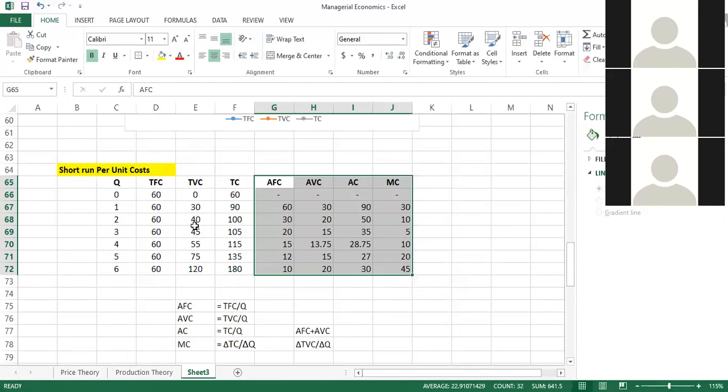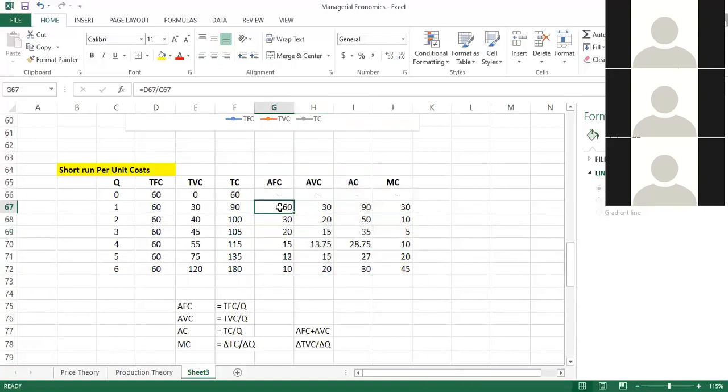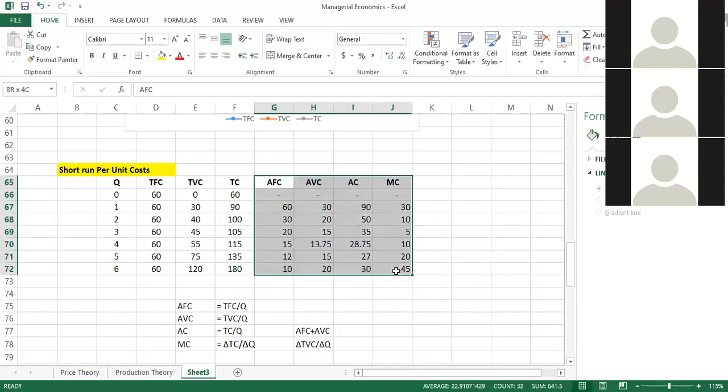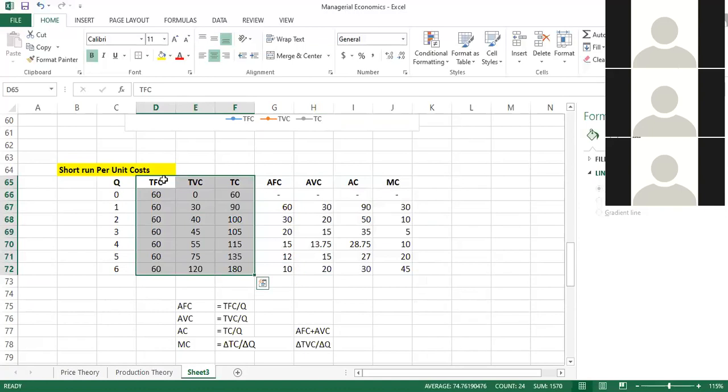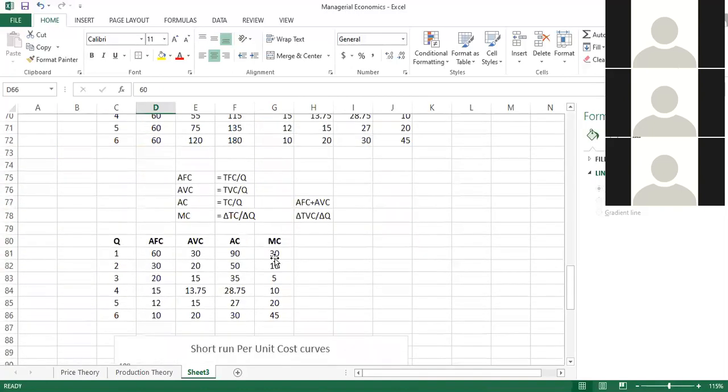As we saw here, all these per unit cost curves are completely based on these total cost curves, that is, total variable cost and total fixed cost. If the company's total fixed cost increases, what will happen? The average fixed cost curve will shift upward. That's a very important point.